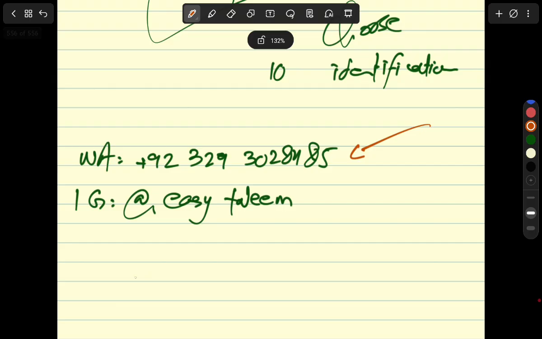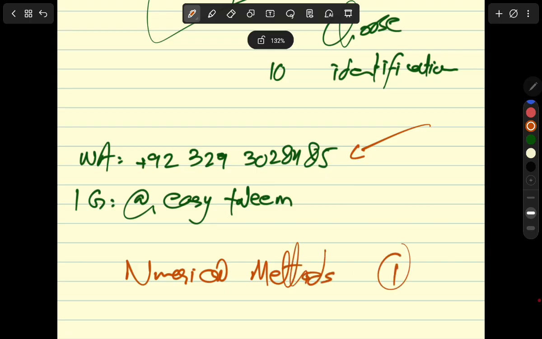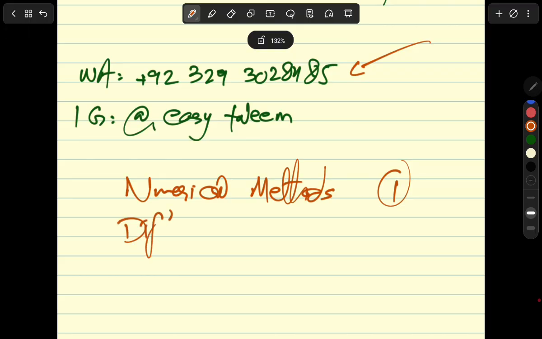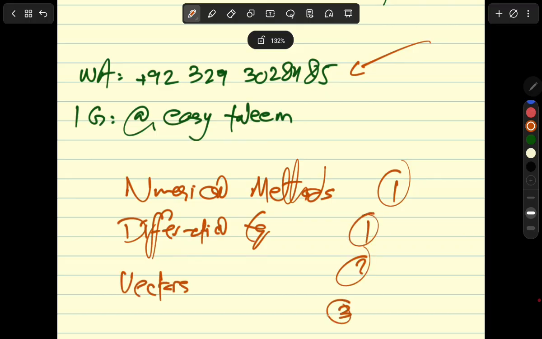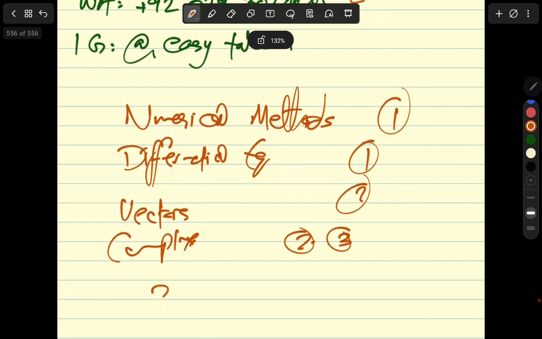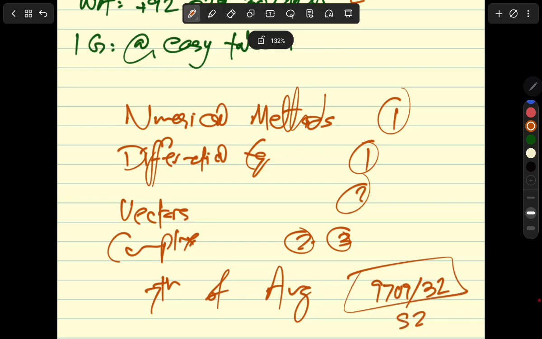And now I'm going to see you on Wednesday with our numerical methods chapter. So now we just have four chapters left. Numerical methods, which is just going to take one lecture. Then we are going to spend 1 day on differential equations. We are going to do 2 days on vectors and approximately 2 to 3 classes on complex numbers. So by the 7th of August, inshallah, I'm going to conclude 9709 slash 32, and then we will move on to the S2 lectures.